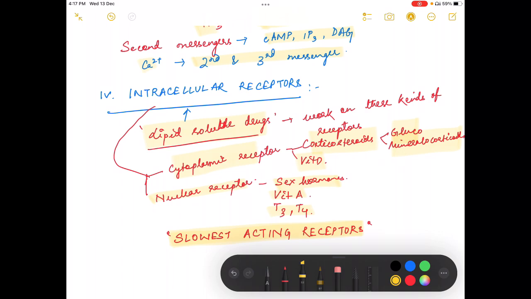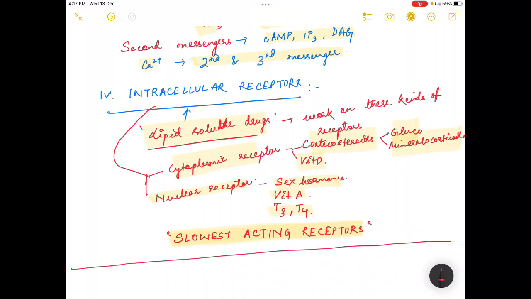This was all about the types of receptors based on the signal transduction mechanism. This has been explained in a very short way, only for the purpose of the exam and from an MCQ point of view.